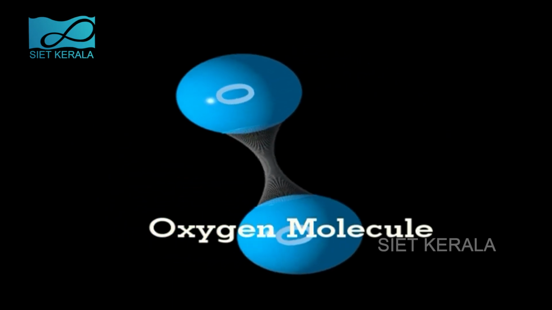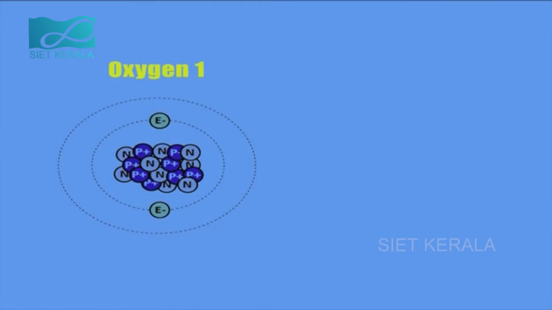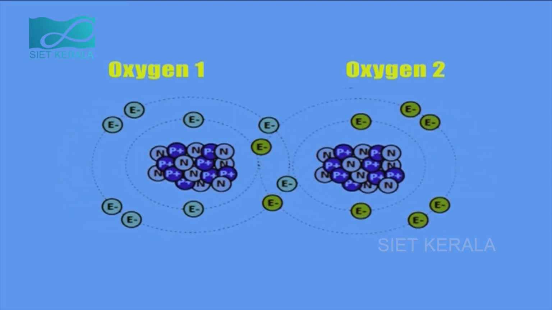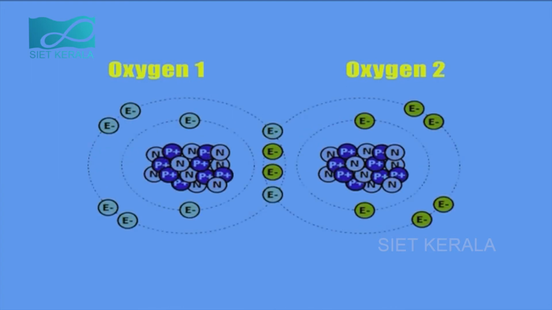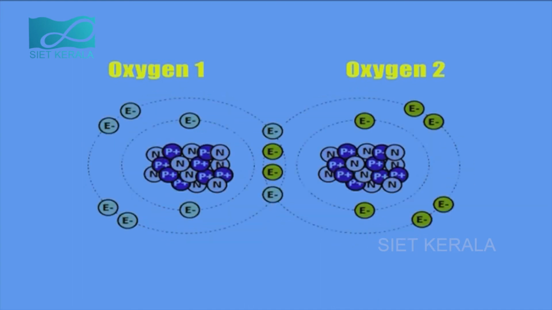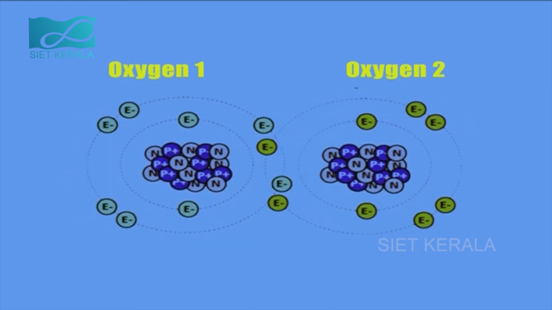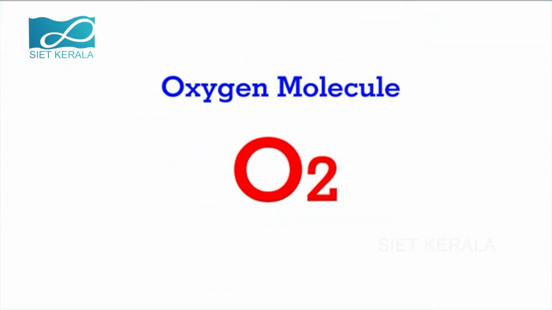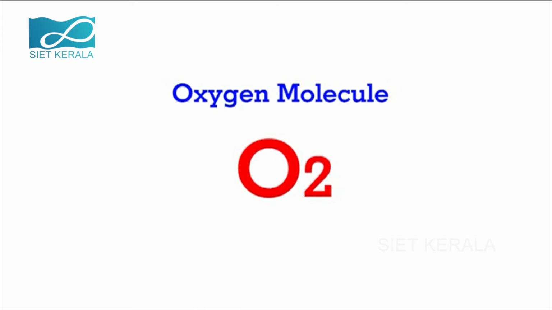Let us take an example of the oxygen molecule. An oxygen atom has 6 electrons in the outer shell, which are not stable. It needs 2 more electrons to complete the octet. If another oxygen atom comes near to the first atom, 2 pairs of electrons are shared between these 2 oxygen atoms, and they bond together. Since 2 pairs of electrons are shared in the formation of the oxygen molecule, the bond is called a double bond. So, it forms the oxygen molecule O2.